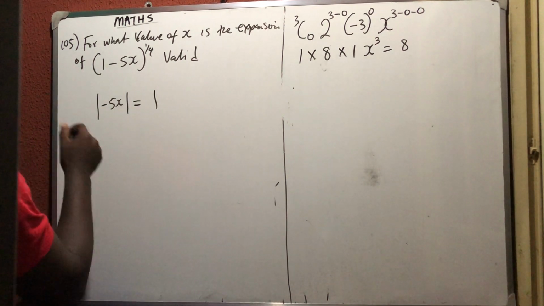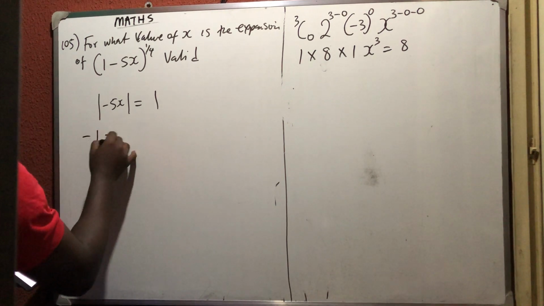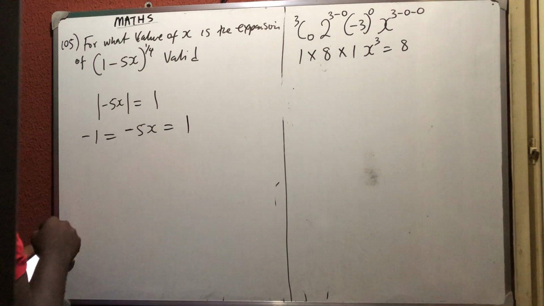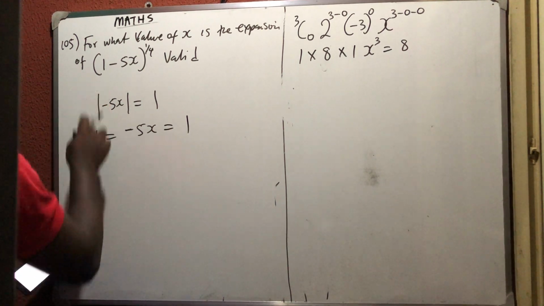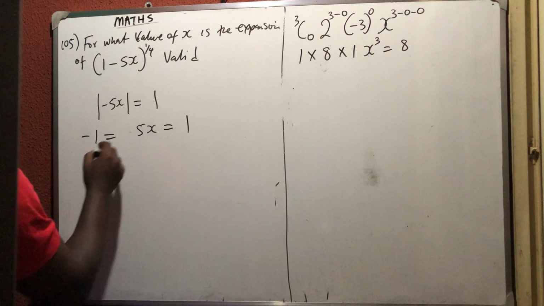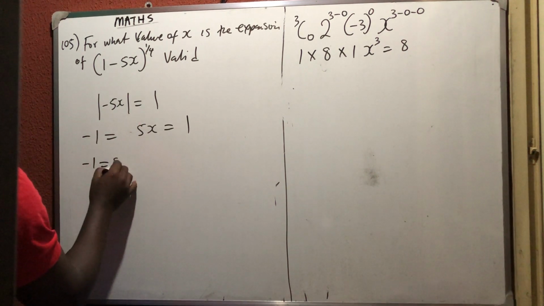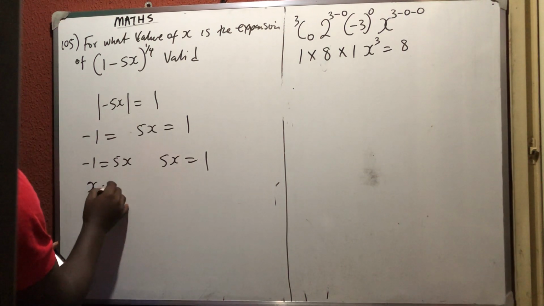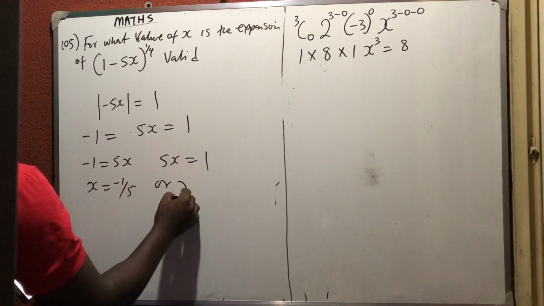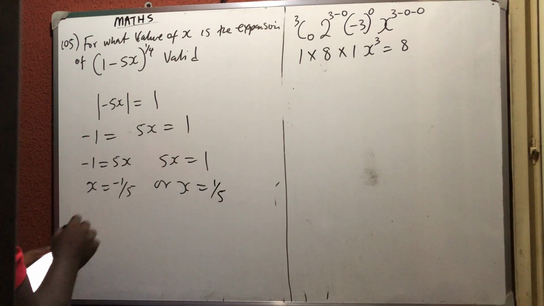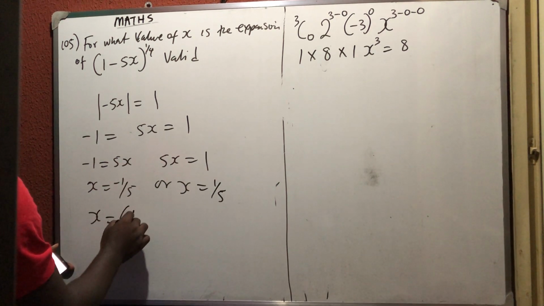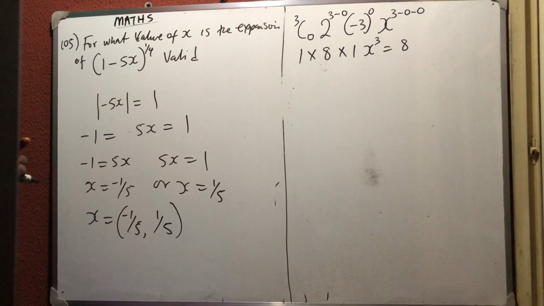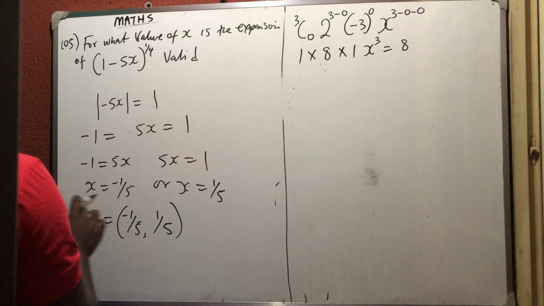So how do you remove absolute value? You now say minus 1 is less than minus 5x, which is less than 1. In fact, absolute value is removing minus. So solving this side: minus 1 is equal to 5x, and 5x is equal to 1. So what do we have? x is equal to minus 1 over 5, or x is equal to 1 over 5. So my answer, x is equal to minus 1 over 5 comma 1 over 5. As simple as that.